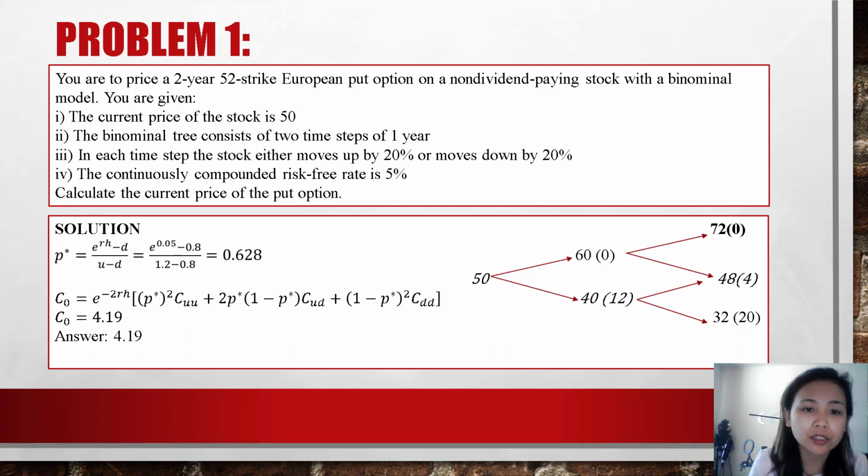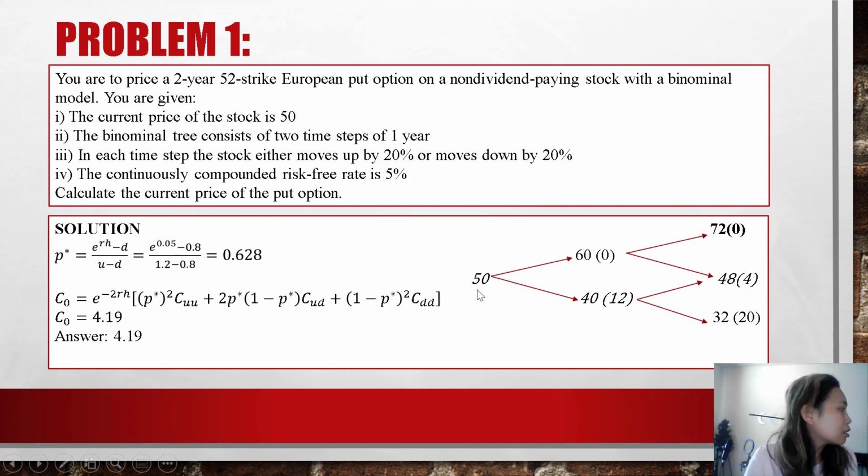And here I have the formula to calculate the current price of the put option for a two-step binomial tree: C0 is equal to e to the minus rh times (P star squared Cuu plus 2 P star times (1 minus P star) Cud plus (1 minus P star) squared times Cdd). So in order to find C0, we have to determine Cuu, Cud, and Cdd. Because P star is 0.628, r here is 0.05, and h here is 1 because its time step is 1 year. Now I construct a diagram.